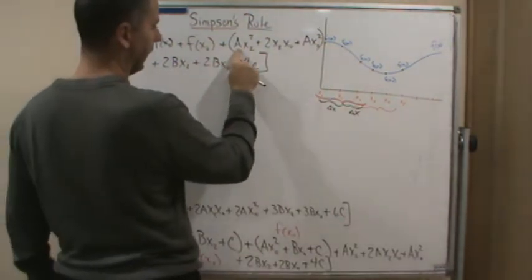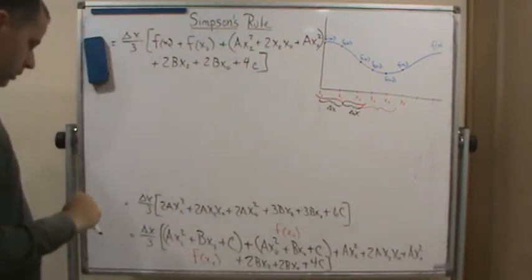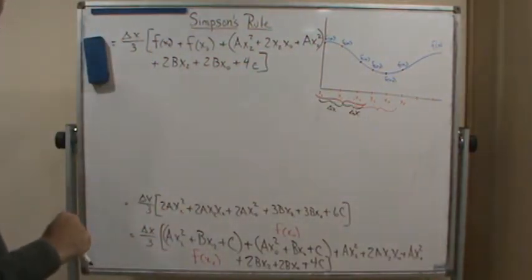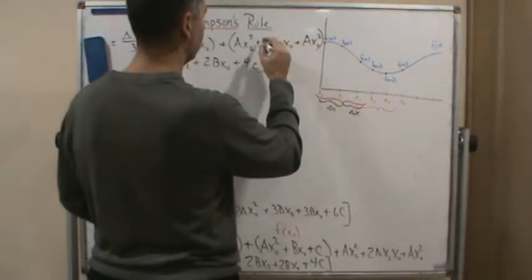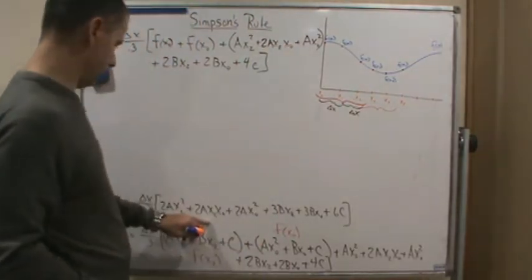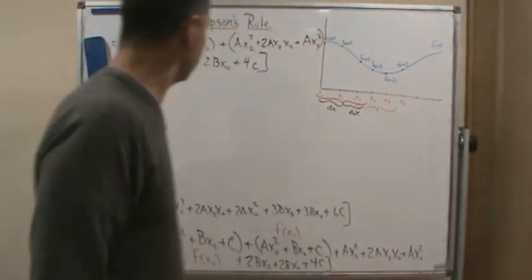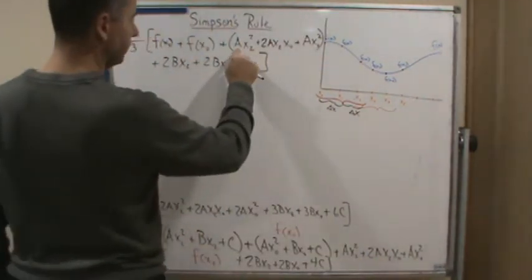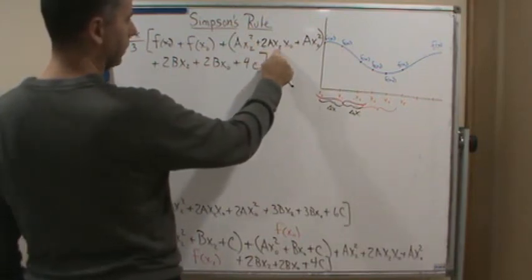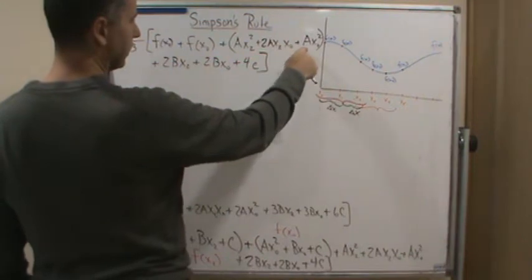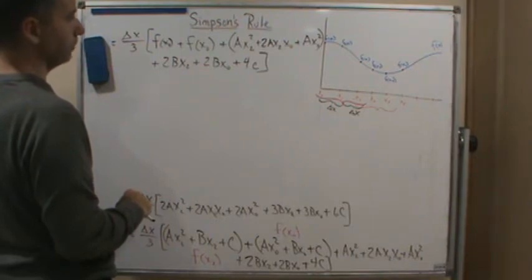Okay, so we've got a x squared plus 2. Let's just make sure I'm not missing anything here. Oh, yes I am. There should be a 2a here. Yeah, 2a. Okay, now that's right. So a x2 squared plus 2a x2 times x0, and then a x0 squared. Okay?